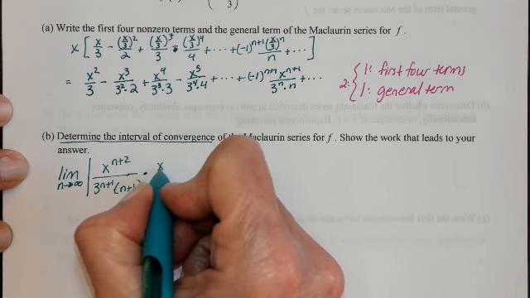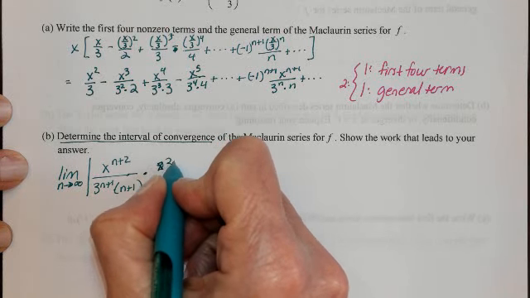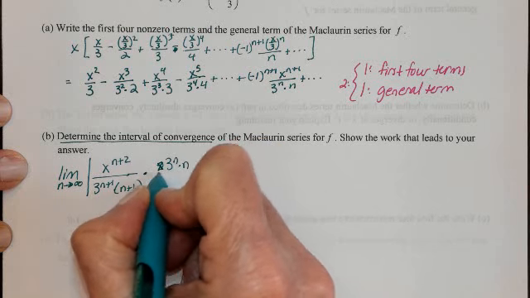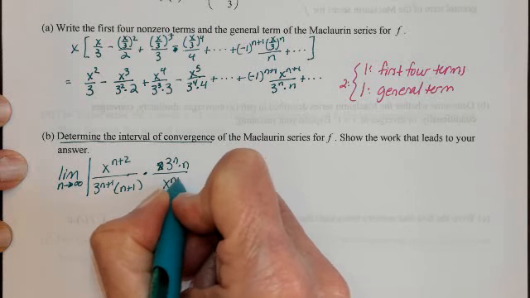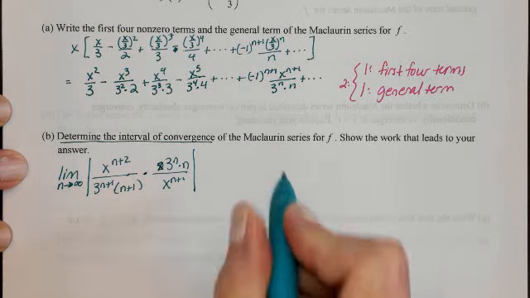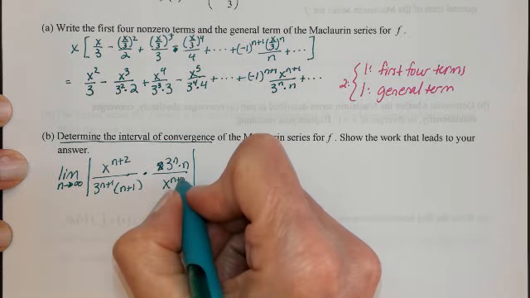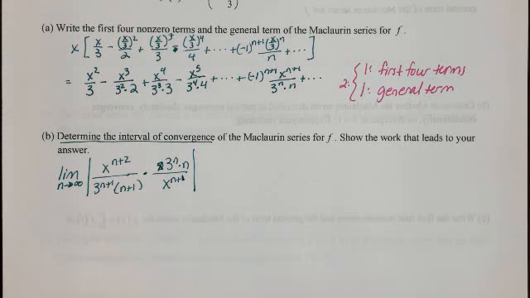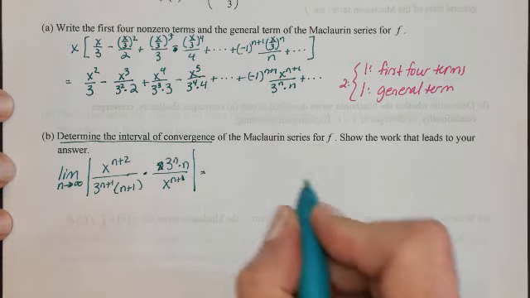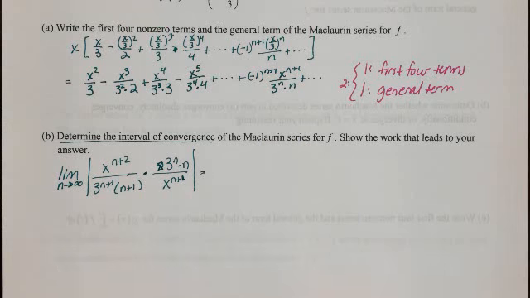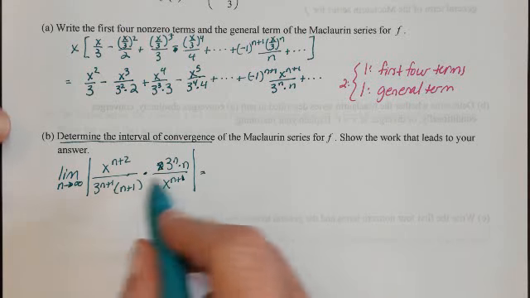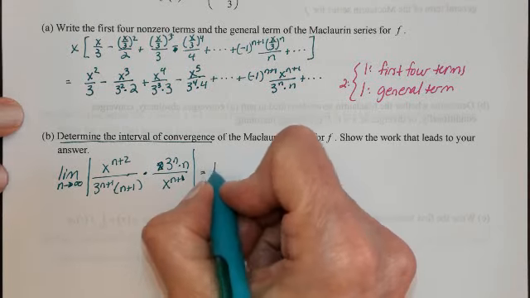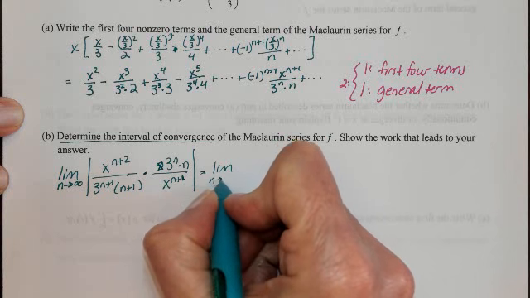So, 3 to the n times n over x to the n plus 1. So that's the setup. That's always worth a point. And it was. 1 point was for sets up the ratio test. Okay, now the next point is going to be awarded for computing this limit. But before I compute the limit, I need to simplify a little bit, see what's happening here.